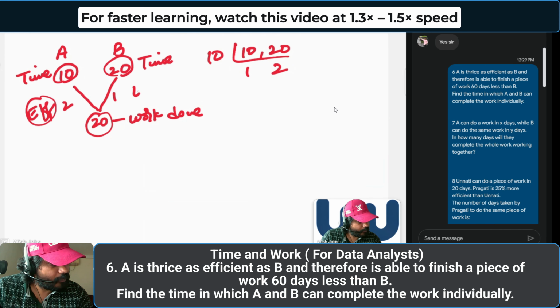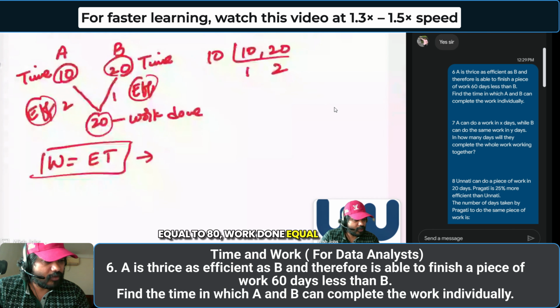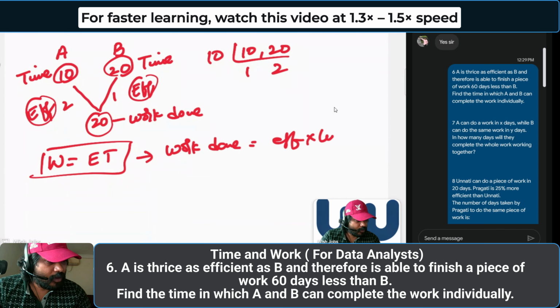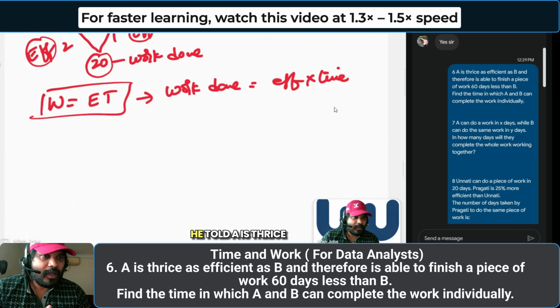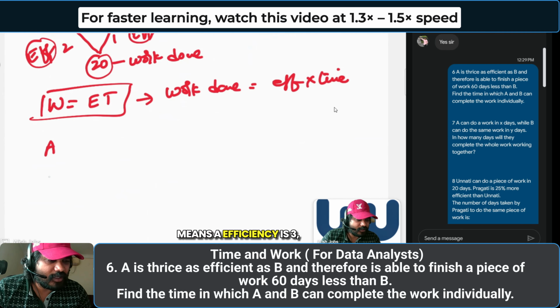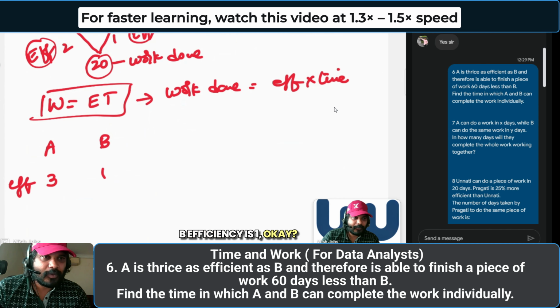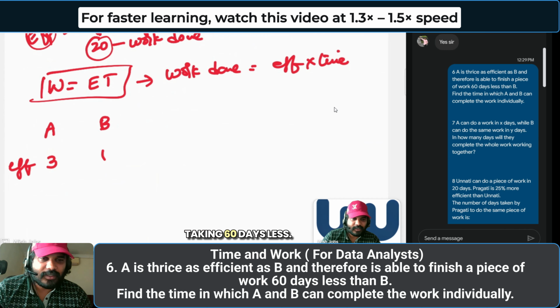And I told you the formula: work equals E into T. Work done equals efficiency into time. By using the same formula, we will be solving the sixth problem as well. He told A is thrice as efficient as B. Means A's efficiency is 3, B's efficiency is 1. And A is able to work 60 days less than B. So A is efficient and he is taking 60 days less.